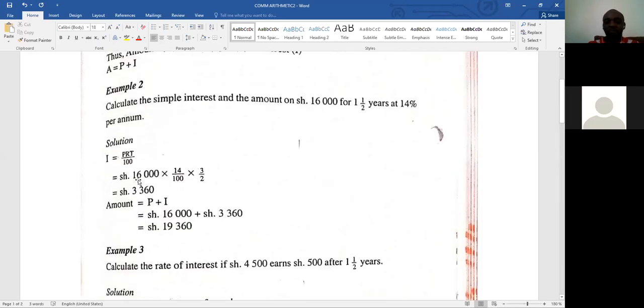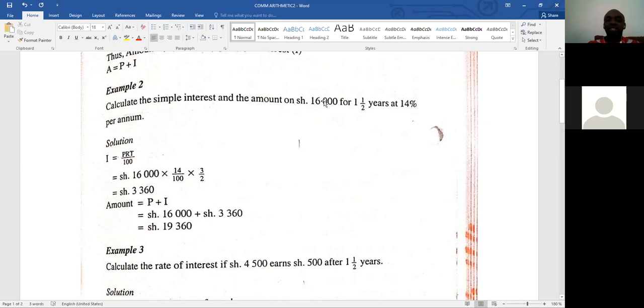So you just multiply directly. 16,000, rate is 14 over 100, or you can say 0.14. Time is 3 over 2, or you can say 1.5, and then you can see the amount of money you're going to get here. And then I said amount, just like I was explaining to you when we were starting. Amount now is the total amount you're going to get. That is the amount of money you deposited plus the interest that you have earned.